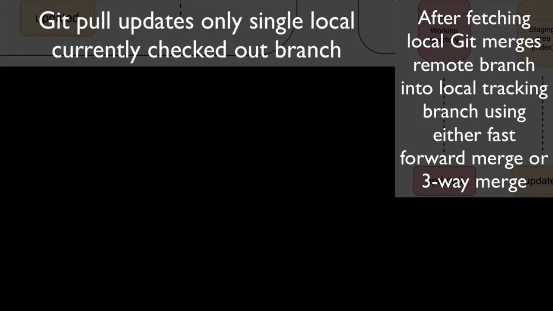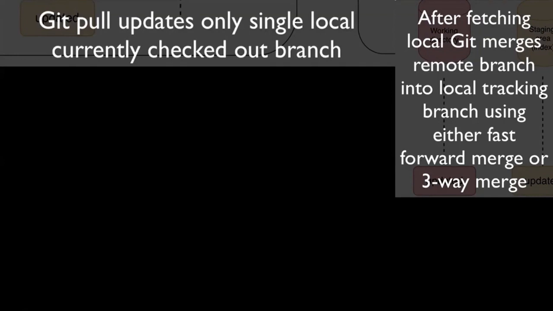So there is only one branch whose content is added. This is the simple concept: git pull updates only the single locally checked out branch. After fetching, git merges the remote branches into local tracking branches, using either a fast-forward merge or a three-way merge.